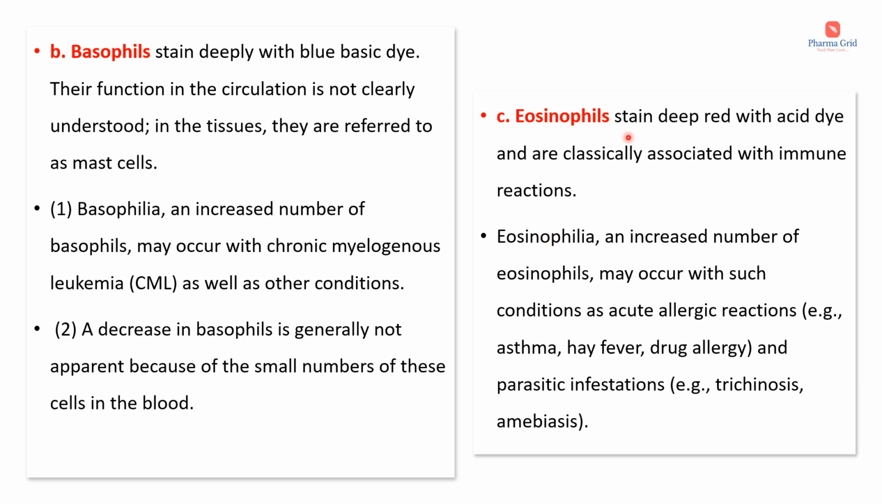Next is eosinophils. These cells stain deep red with acid dye and are classically associated with immune reactions. Eosinophilia means an increased number of eosinophils may occur with such conditions as acute allergic reactions, for example, asthma, hay fever, drug allergy, and parasitic infestations, for example, trichinosis, amoebiasis, etc.